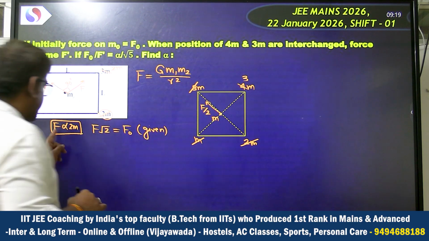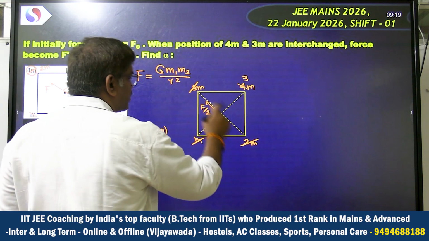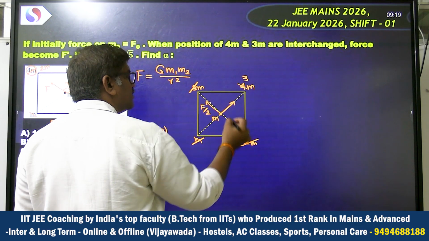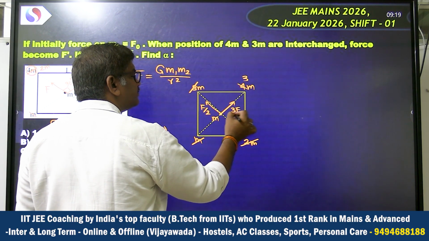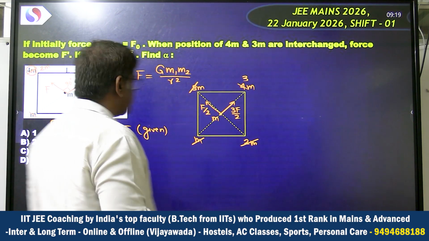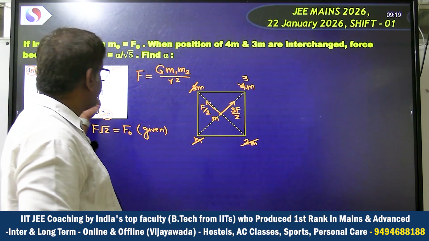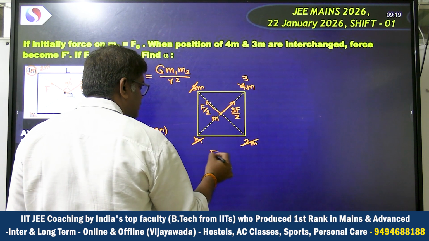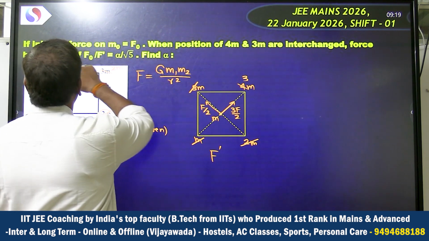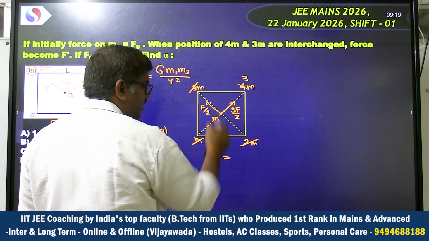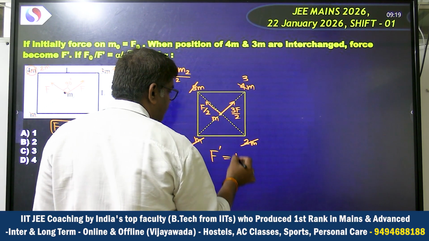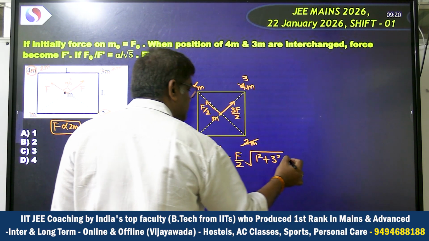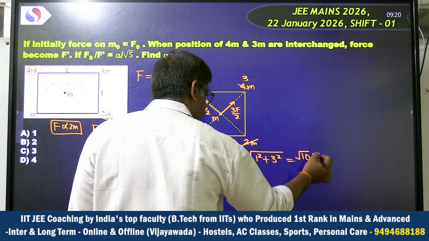In this case, because F is corresponding to 2m, corresponding to m it is F by 2 only, and corresponding to 3m, this force is going to be 3F by 2. You understand? Corresponding to 2m, if the force is F, then corresponding to 3m, this is going to be 3F by 2. What is the resultant of them, which is represented by F dash? That will be, again, these two forces are perpendicular, so F by 2 is common, and it is under root of 1 square plus 3 square, that is giving me root 10 times F by 2.